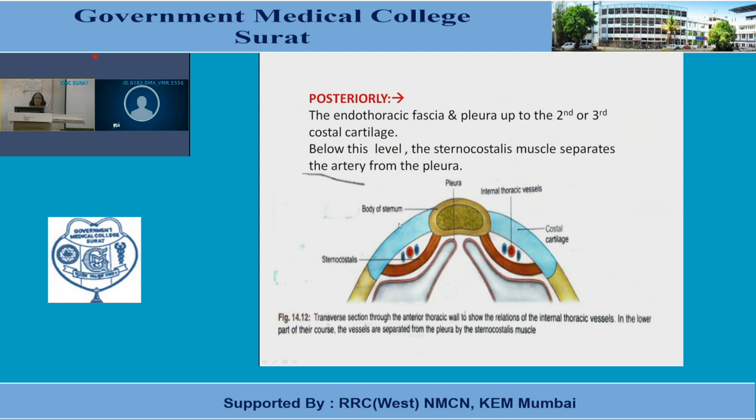So in the given diagram you can see the sternocostalis muscle visualized here and the internal thoracic vessels here, right? So here is the pleura. Below this level the sternocostalis muscle separates the artery from the pleura. So that muscle is dividing the artery from the pleura.